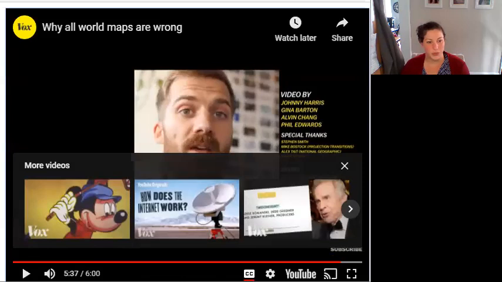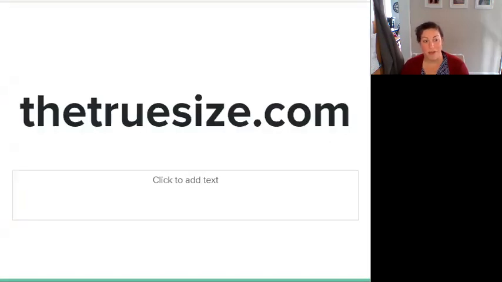So I happen to think that's one of the best explanations of map projections there are out there. And if you want to see how different map projections influence the size of different countries, you can go to thetruesize.com. And we played around with this a little bit in class. And you can actually see how the United States, China, and India can fit all within Africa.